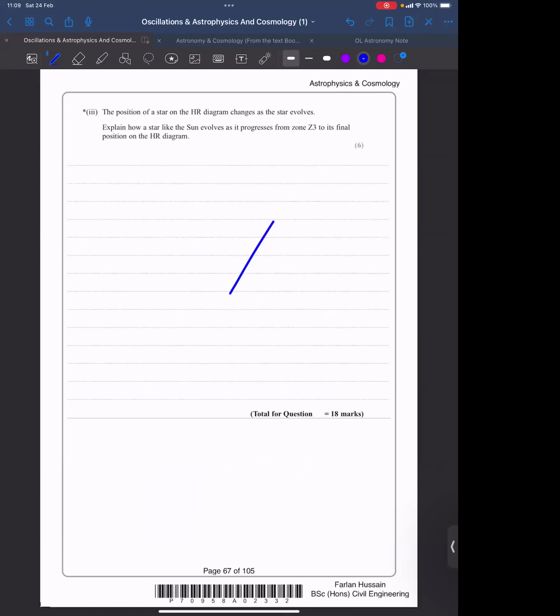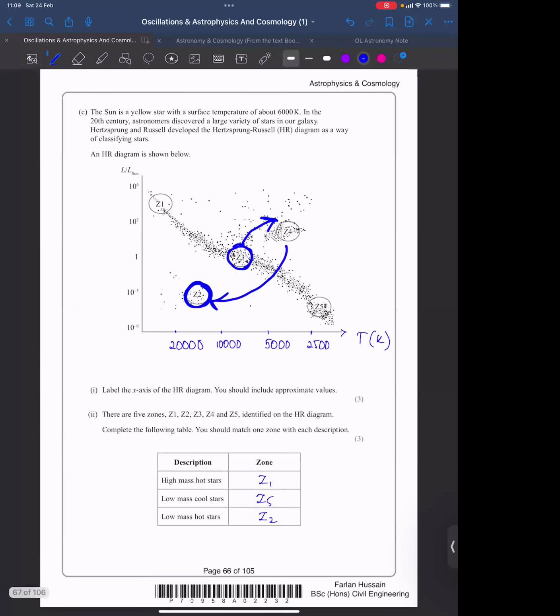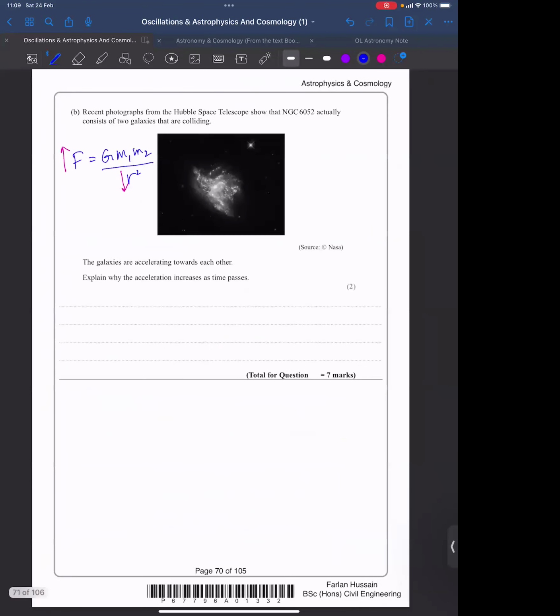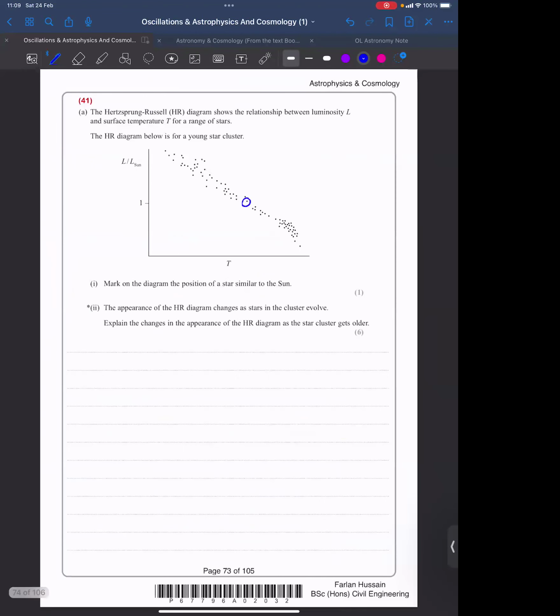That was question 37. Guys, question 41, page 73. You can finally mention that it becomes a black dwarf. I felt like it is not needed, but you can also mention it, we wrote enough.